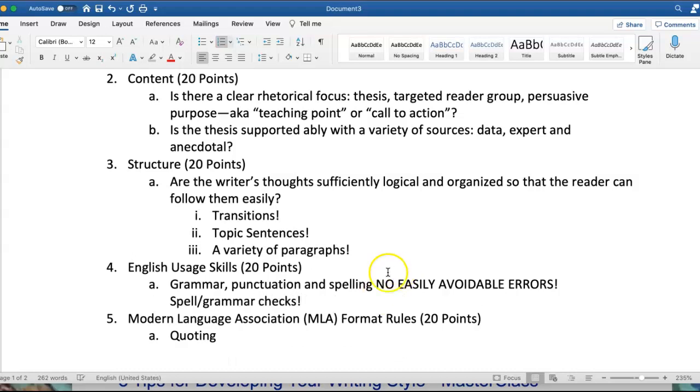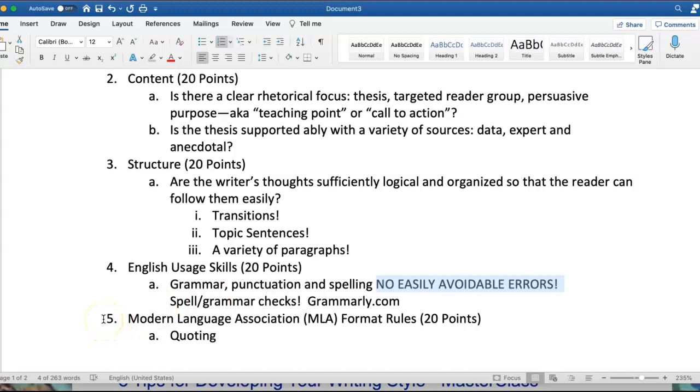And I really believe in spell and grammar checks. I believe in making technology work for us. And if you use something like Grammarly.com, then you should be able to eliminate about 95% of the errors. So I look for no easily avoidable errors. That's when I tend to mark down. I don't count or quantify how many errors a student makes. I just look for effort. I look for gritty students, okay? And the spell and grammar check is showing grit.